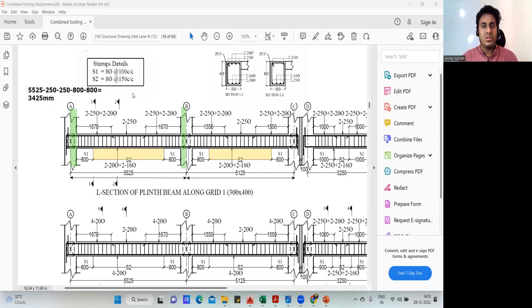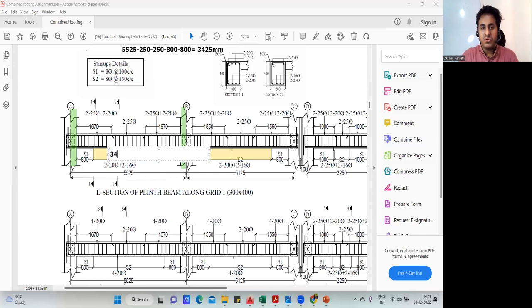Okay, that's it. So this is your center length. Whatever you got, this is 3425. The center portion is 3425. So here I have found. Similarly, here I need to find. Again, here also, the center to center is 5125.